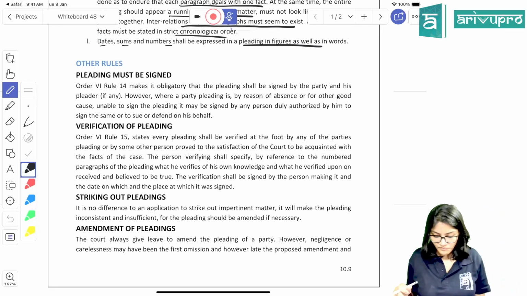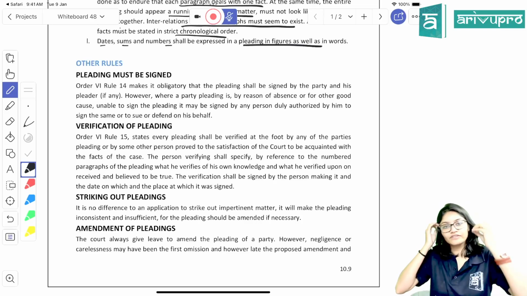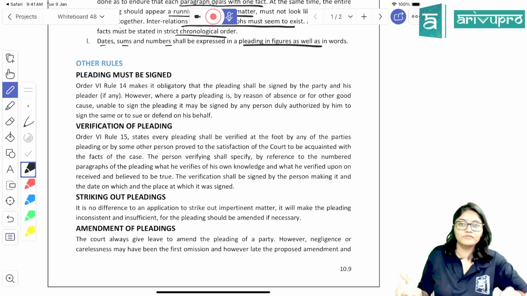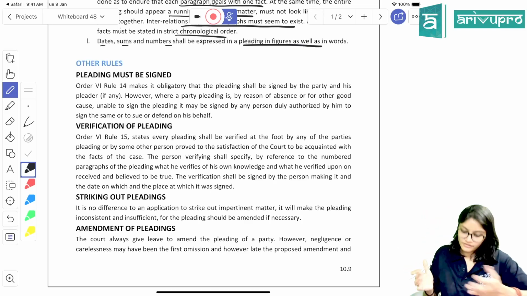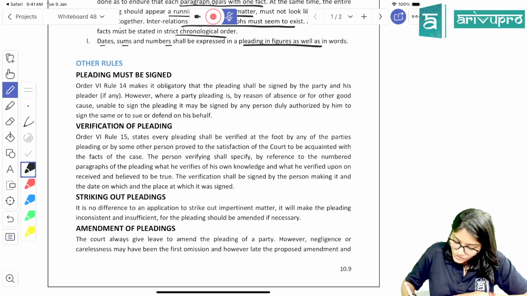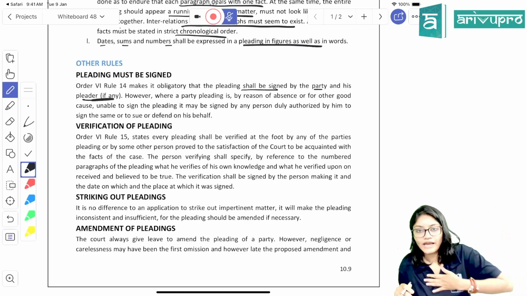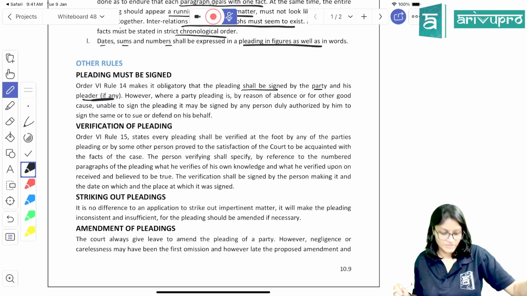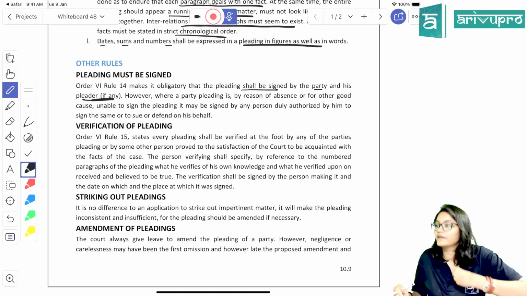Next, pleading will be signed. Basic. In every drafting we do the signatures. So this is also a type of drafting only. So here also what are we going to do? We will put our signature here. It is obligatory that the pleading shall be signed by the party and his pleader, by me and my lawyer, my company secretary, my chartered accountant who is filing on my behalf.